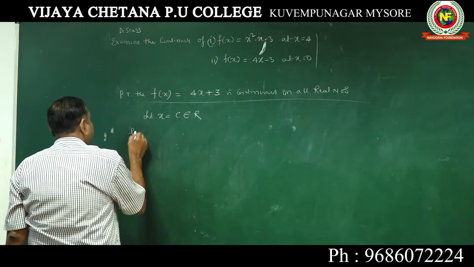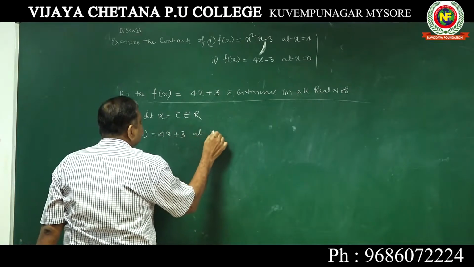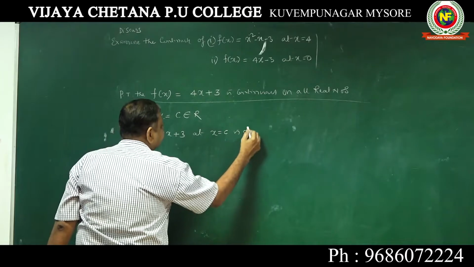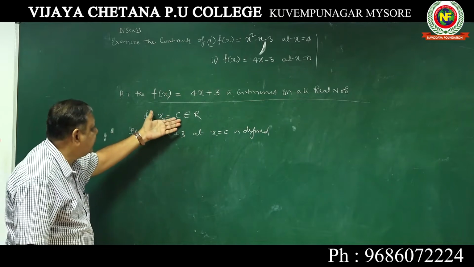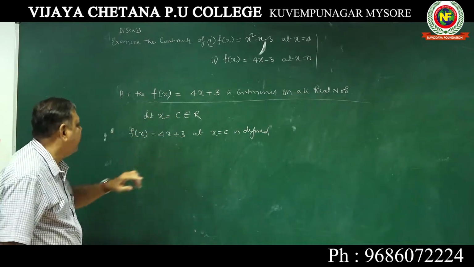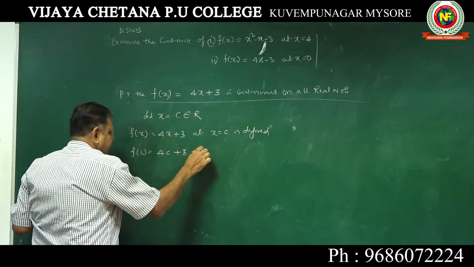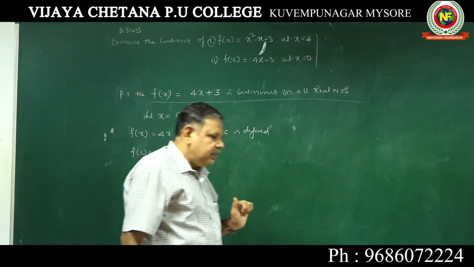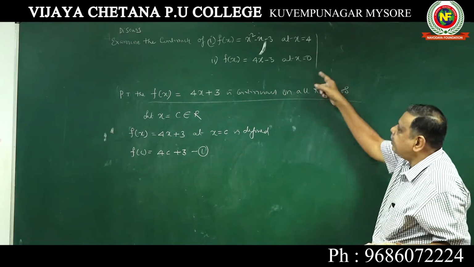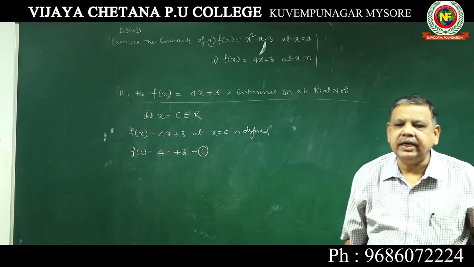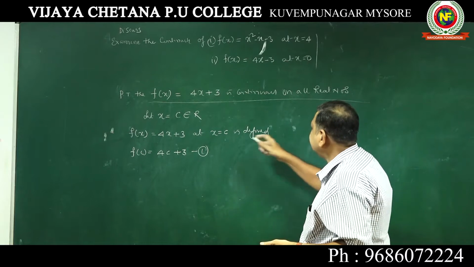Now f of x equal to 4x plus 3 at x equal to c is defined, because you are taking a real number, so you can take c, and at x equal to c it is defined. So f of c is 4c plus 3. That's all. In all the cases where the point of continuity is not mentioned, you have to take let x equal to c belonging to some real number and then calculate. But this is the first condition.